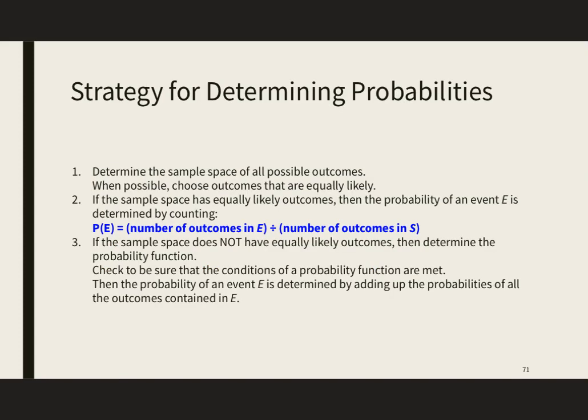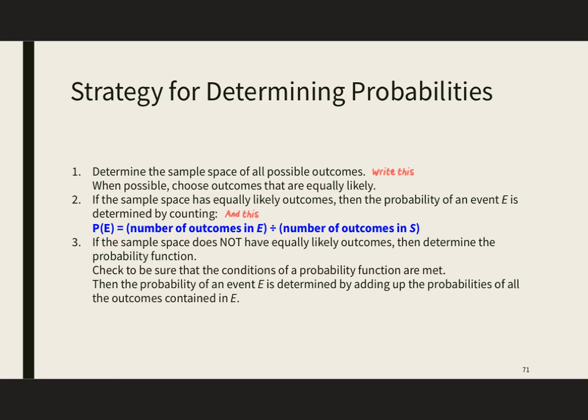Here's a strategy for determining probabilities. Number 1 and 2 go together. Determine the sample space of all possible outcomes. The sample space, everything together, what we've got. If the sample space has equally likely outcomes, then the probability of an event is determined by counting. Well, what do we want out of what we got? Number of outcomes in E, the event, divided by the number of outcomes in S. Everything.